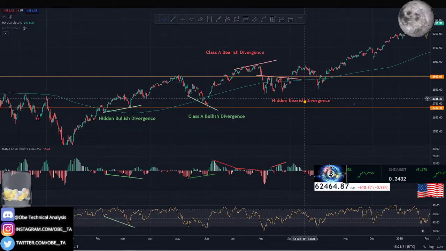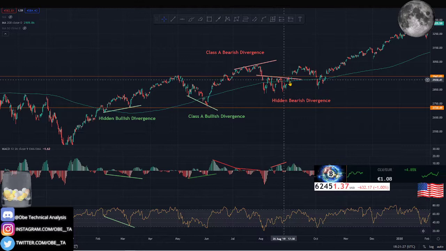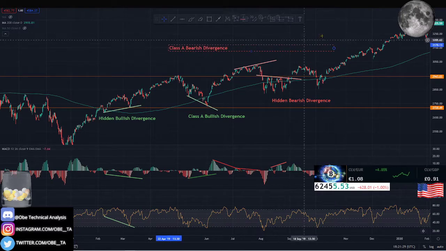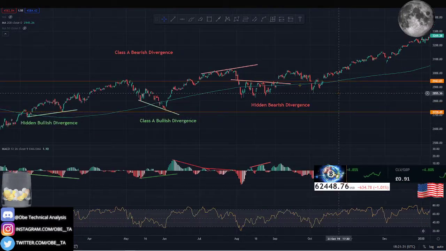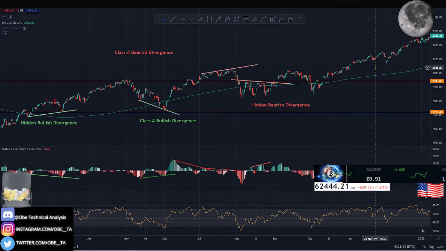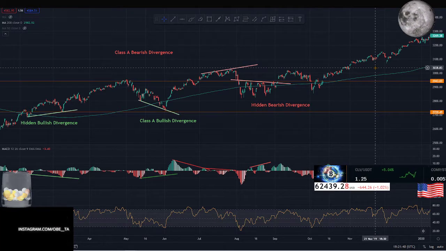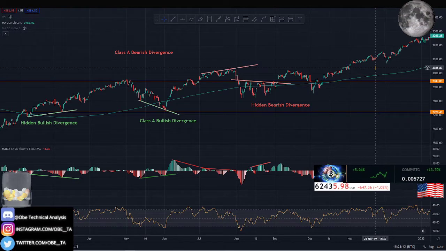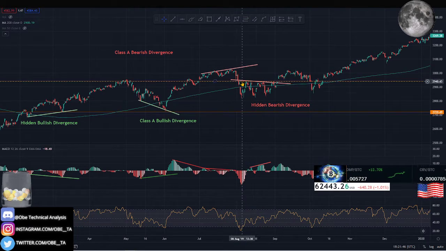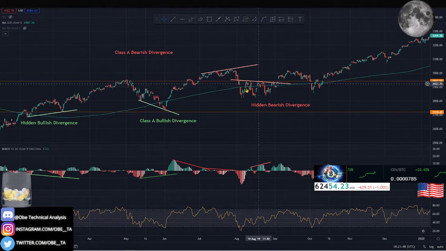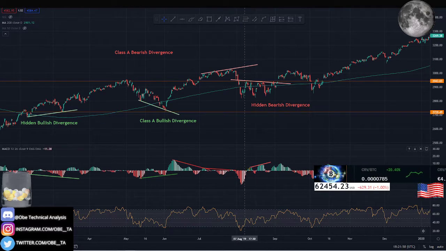I'm going to jump over to the hidden bearish divergence now, okay? The inverse of the hidden bullish. Hidden bearish divergence, meaning a continuation to the downside. This is not the best example of it just because the S&P 500 overall was in such a bullish trend that in an overall bull trend, bearish indicators don't really play out as much or as well as the bullish indicators will.